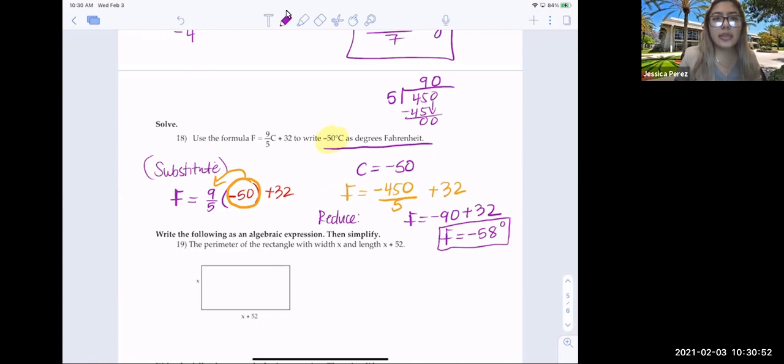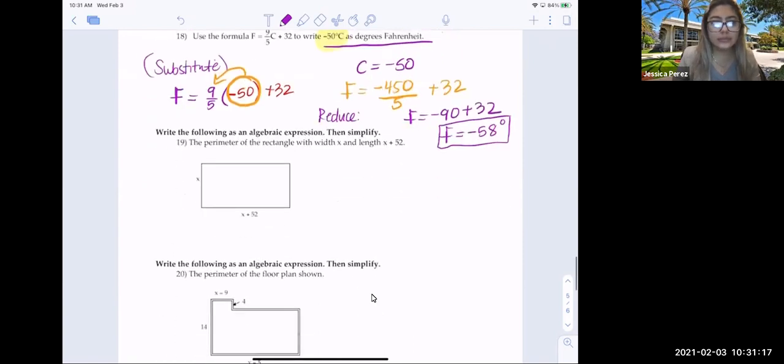Any questions on this problem? I'm looking at the chat. If you have any questions, please go ahead and ask them right now or unmute yourself. How are you doing? We're doing good? Thumbs up? Okay. So then we can continue and we can go to question 19.